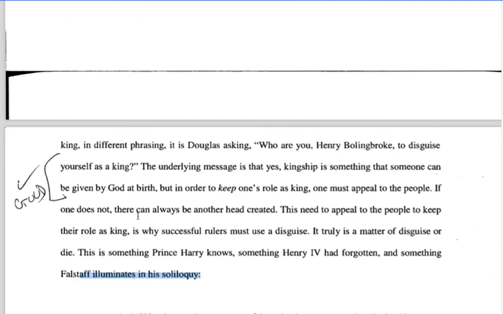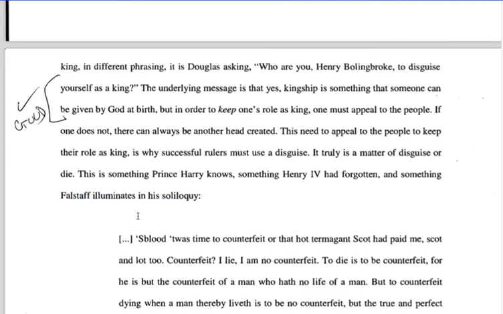They're taking this hydra quote and using it as a lead-in to Falstaff's soliloquy that also deals with this idea of disguise or die. Notice what the student has done. The student has introduced this idea of what the stakes of assuming disguise successfully are. It's either disguise or die.